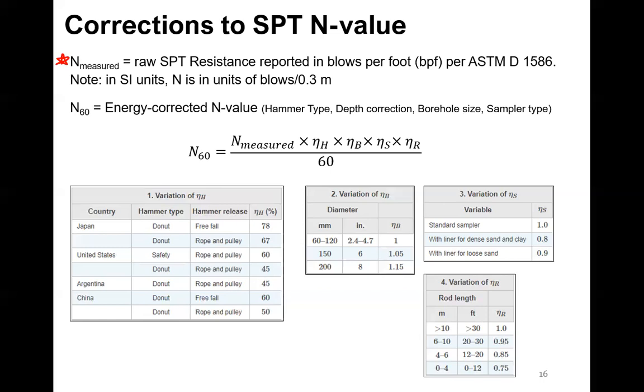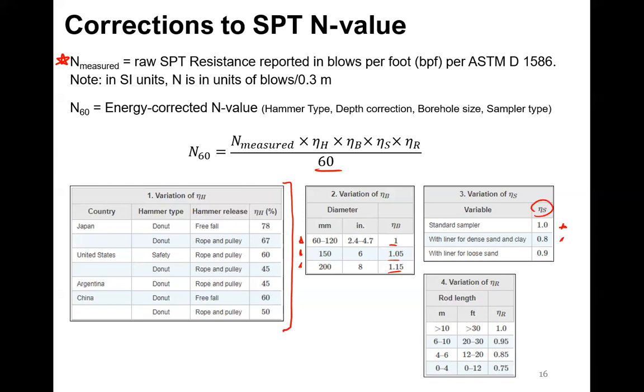So we're dividing it by 60. And then we have these variations of NH here, the borehole diameter. Depending on the borehole diameter, we use these values. Then the sampler type, we change the NS value. And then the variation of NR, that's the rod length.